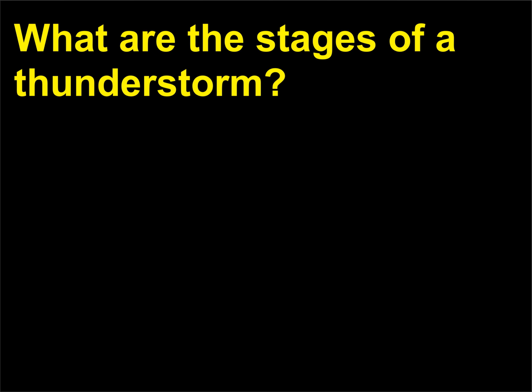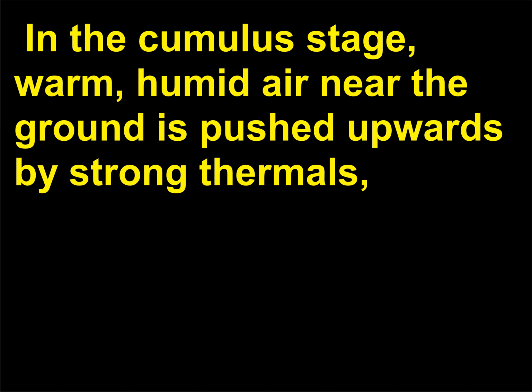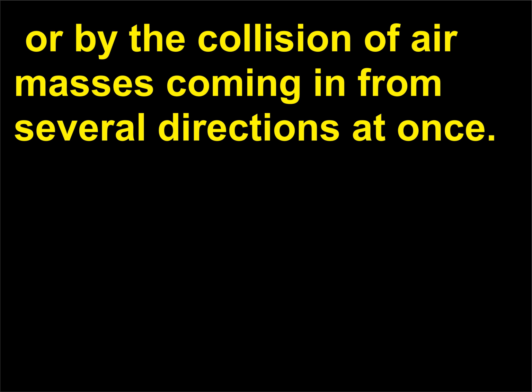What are the stages of a thunderstorm? Thunderstorms have three stages: cumulus, mature, and dissipation. In the cumulus stage, warm, humid air near the ground is pushed upwards by strong thermals, or by the collision of air masses coming in from several directions at once.